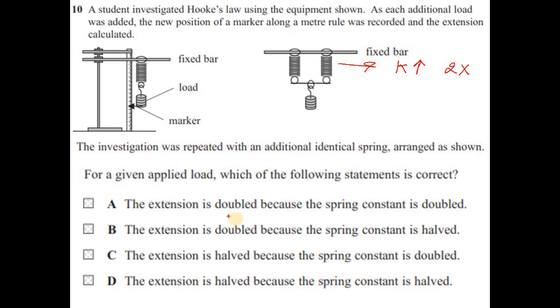Is the extension double? Sorry, the extension will not be double, because stiffness is double and it's difficult to extend. So it is not A. The extension is double because the spring constant is half? No. The extension is halved because the spring constant is double. Yes, C is the option, because stiffness is double, so extension is half.